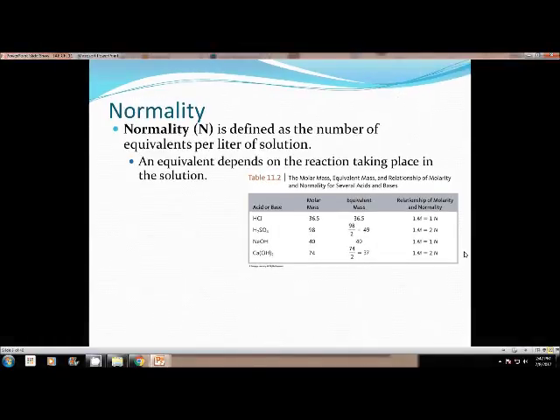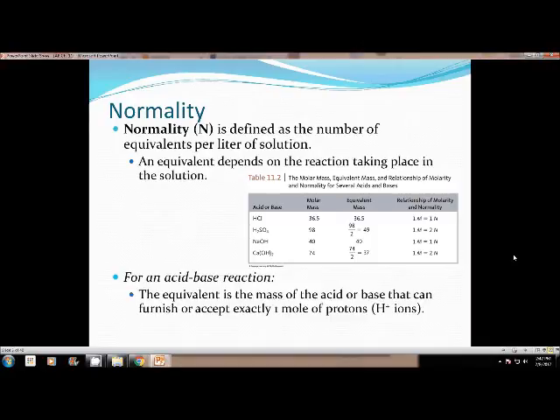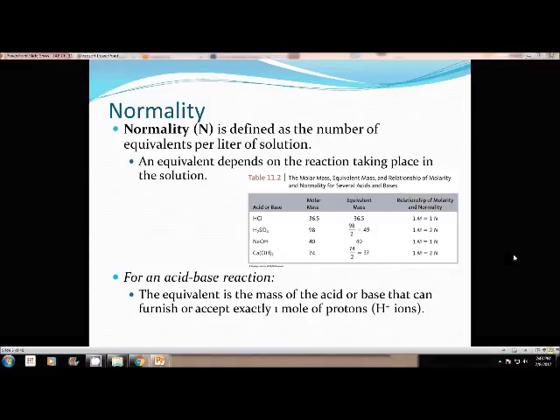Keep moving along. We also have what's called normality. Normality is very similar to molarity, but it's symbolized by the capital letter N. It's defined as the number of equivalents per liter of solution, where an equivalent depends on the reaction taking place in the solution. It actually depends on the number of protons. For an acid-base reaction, the equivalent is the mass of the acid or base that can furnish or accept exactly 1 mole of protons. So it's all dependent on the H's, basically.